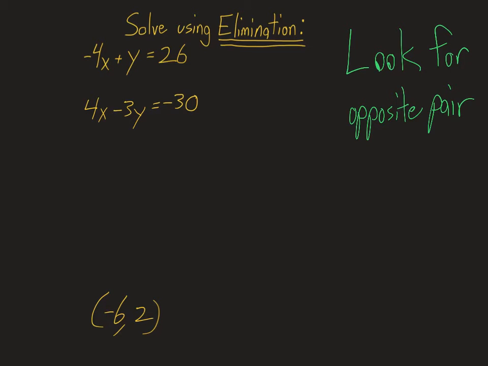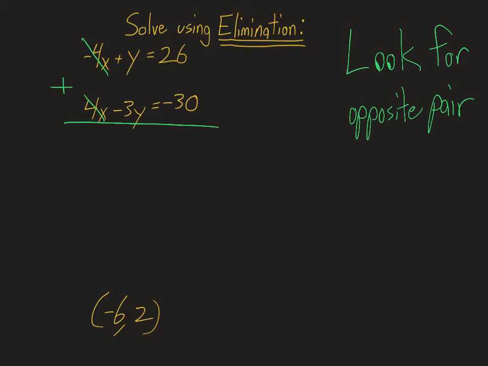All right, if you're back, let's see what you did and how you're going to do it. I'm going to look at my x's, and to start off, I look at those two. Oh, a -4x, a +4x, that is an opposite pair. Those are going to cancel. This is custom set up for me to use elimination, so I'm going to do that.